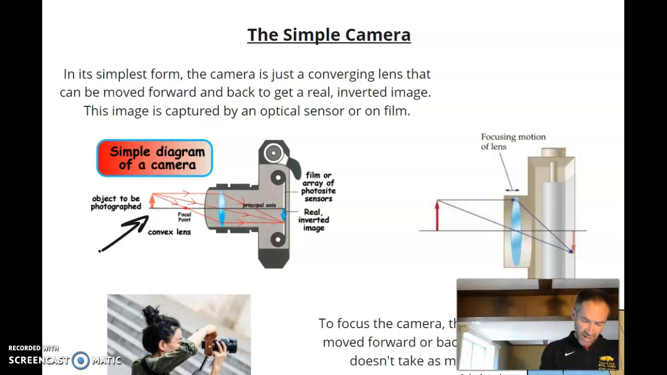Now this converging lens, since the object is outside the focal point, is going to give us that real image, which is good. It's the only image that you could actually focus on the screen or get a picture of. So that image is going to be formed back here. Now to get a nice focused image, you're going to move the lens either forward a little bit or back a little bit.